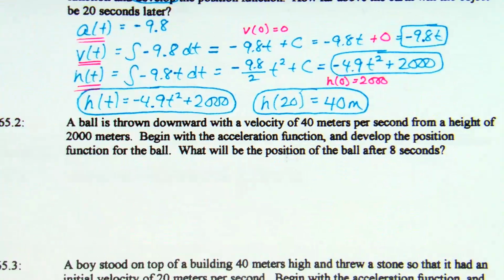A ball is thrown downward with a velocity of 40 meters per second from a height of 2,000 meters. Begin with the acceleration function, develop the position function for the ball. What will be the position of the ball after 8 seconds?